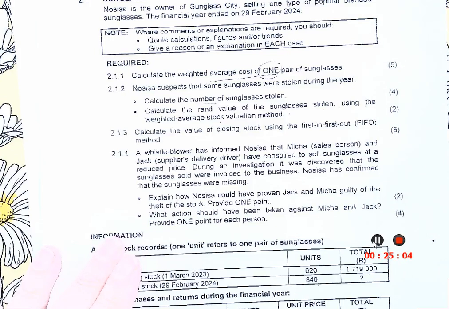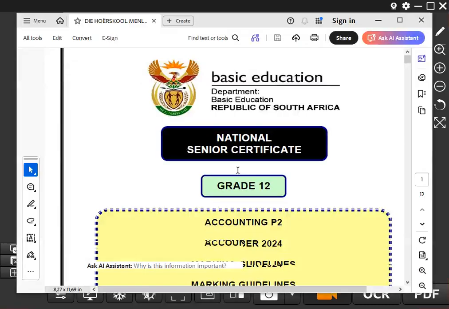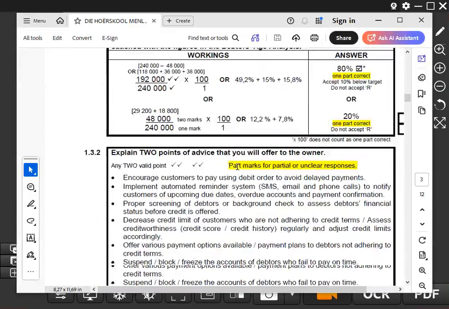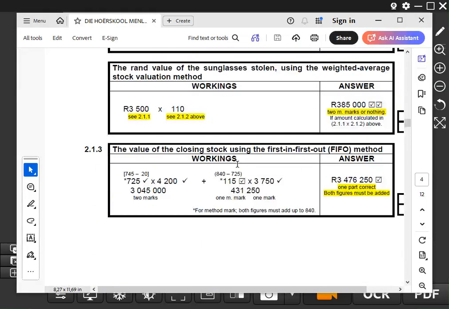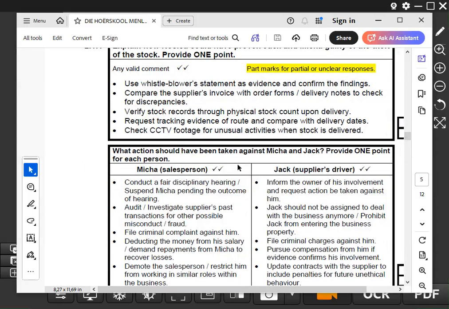Okay, if it was a test, I would quit. So let's see what they say. Remember, they don't want rocket science. Look at what they are saying here. Use the whistleblower's statement as evidence. Zero. Why do you say zero? Because what if the whistleblower doesn't like these people and they're lying? But in an exam, I just want the marks. Okay, next one.